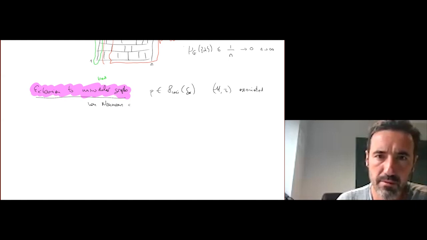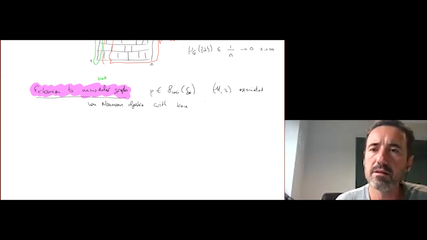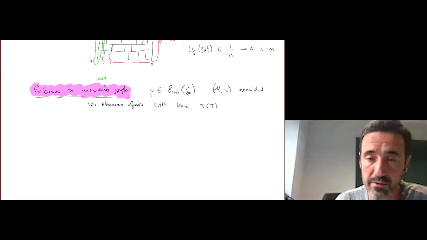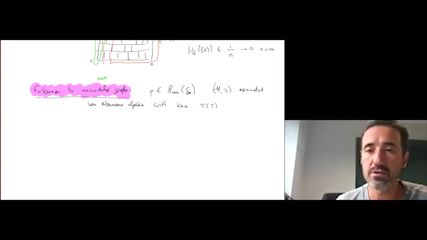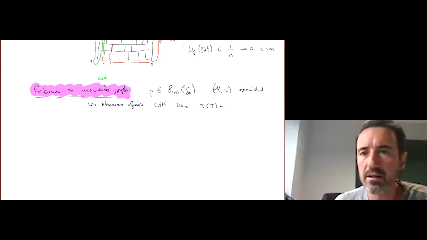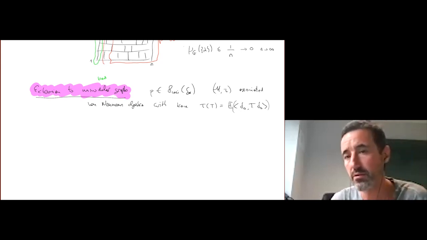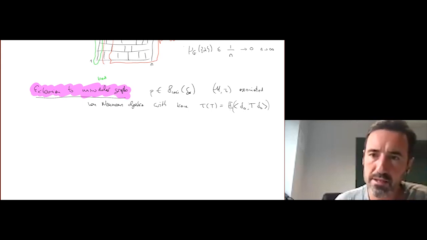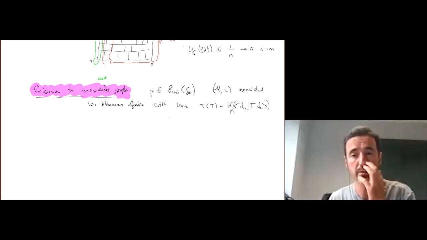Von Neumann algebra with trace tau of an operator. This is the algebra of random operators that you can build on your graph, which does not depend on the specific choice of the root. In loose words, the trace is simply the expectation of the diagonal entry of the operator taken at the root. We have seen last time that this defines a faithful trace, and it's also a normal faithful trace.